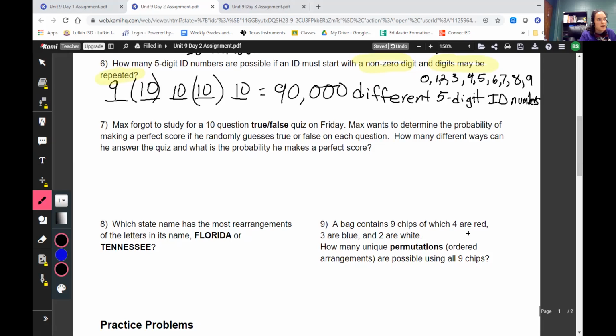The next one, Max forgot to study for a 10-question true or false quiz on Friday. Max wants to determine the probability of making a perfect score if he randomly guesses true or false on each question. How many different ways can he answer the quiz, and what is the probability he makes a perfect score? Okay, so there are 10 questions, so we need 10 blanks.